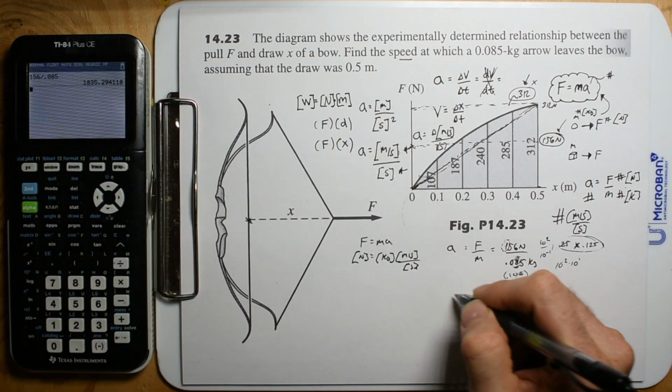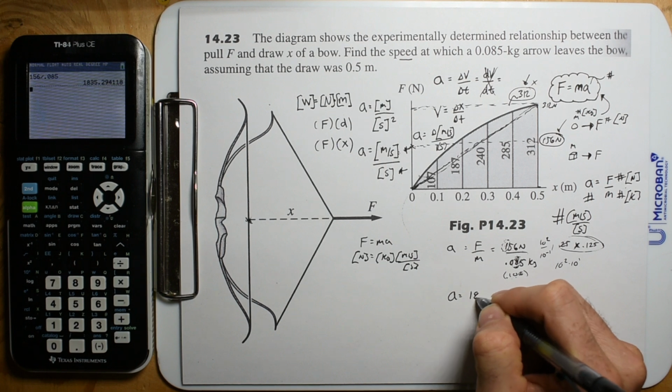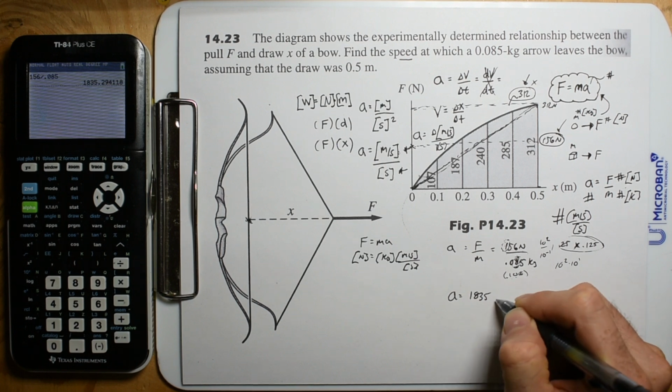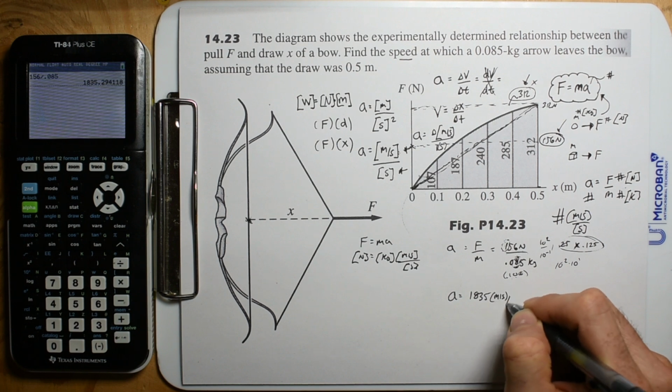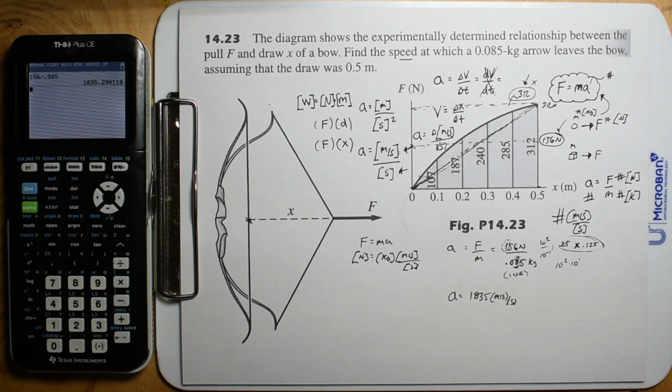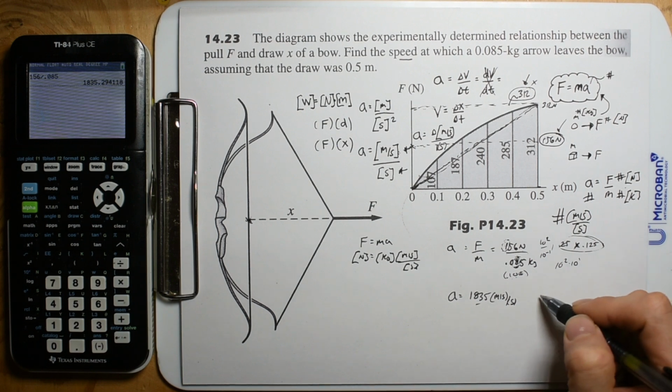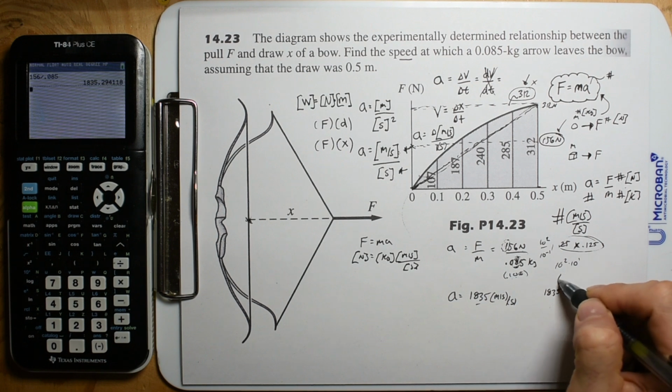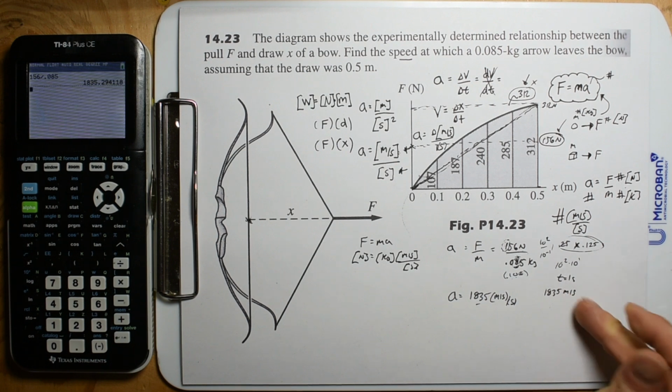So we have an acceleration that's 1,835 meters per second. That's the units on this. Meters per second per second. So in 1 second, this arrow is going to go 1,835 meters per second after t is equal to 1 second. That's what we're saying here.